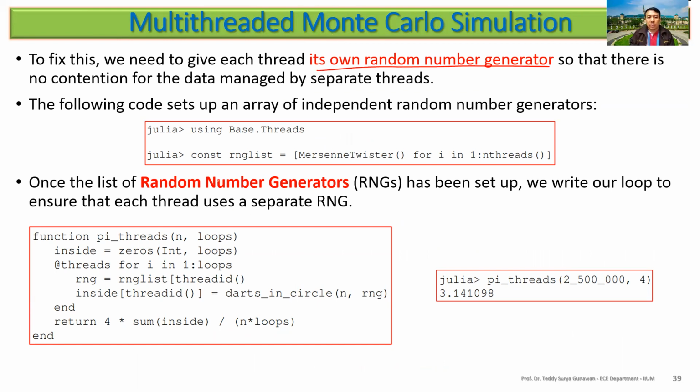So this is what you do. We put a constant random number generator list, for i in 1 to threads. Then we write our loop to ensure that each thread uses a separate RNG. You can see here the RNG is based on the thread. This is missing one here, I think. So this is based on the thread ID. Then you have its own random generator. When you run here, it can do 2.5 million iterations on each of the 4 cores. Then you have the result here.